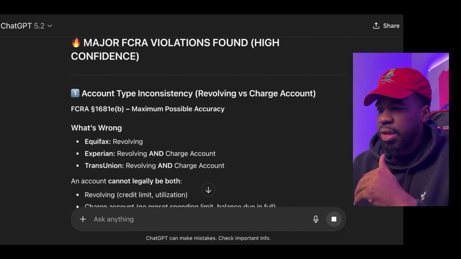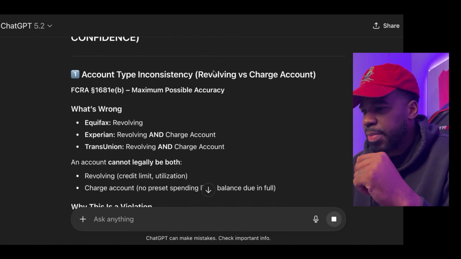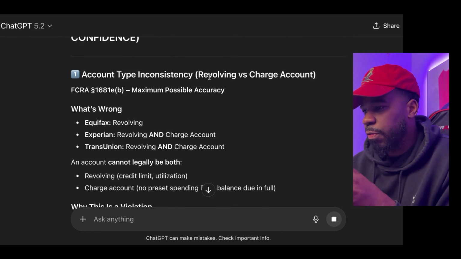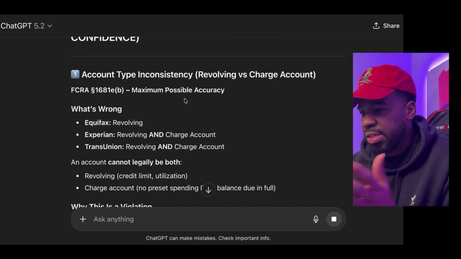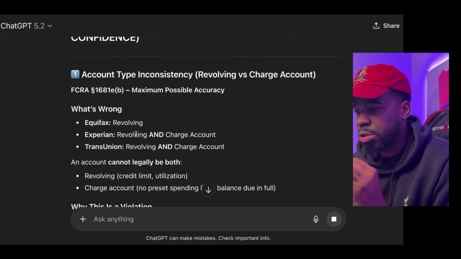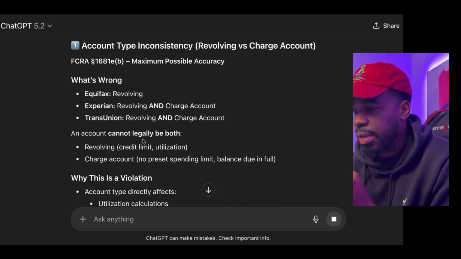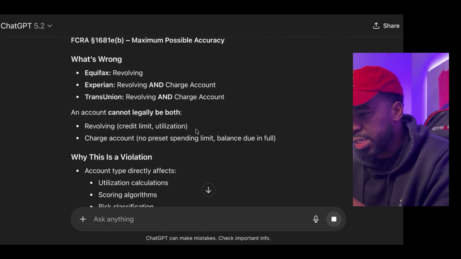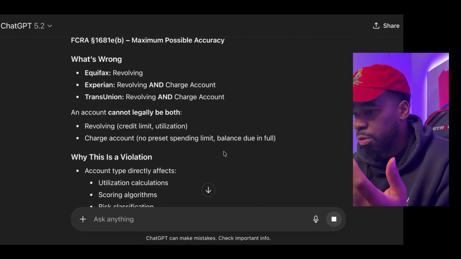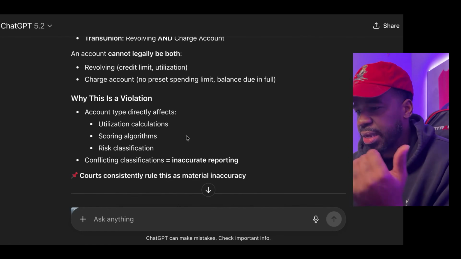So as you can see right here, major FCRA violations found, high confidence. The first violation they found was account type inconsistency, revolving versus charge account, maximum possible accuracy. So what's wrong? Equifax is showing revolving, Experian is showing revolving and charge account, TransUnion showing revolving and charge account. An account cannot literally be both revolving credit with a limit and utilization, or a charge account with no preset spending limit and balance due in full, right? While this is a violation, account type directly affects utilization calculations.